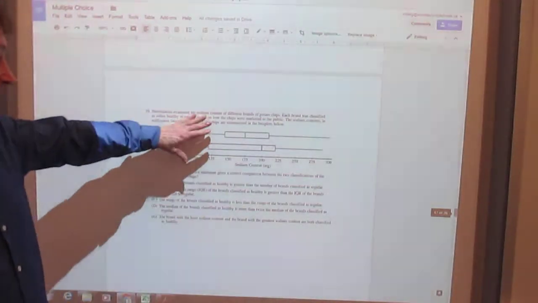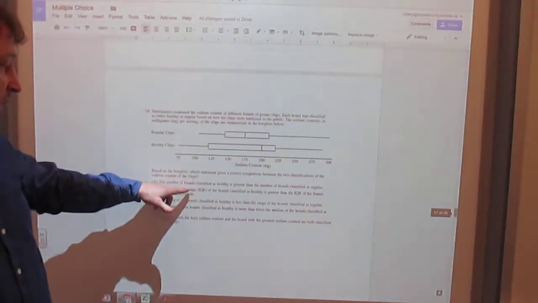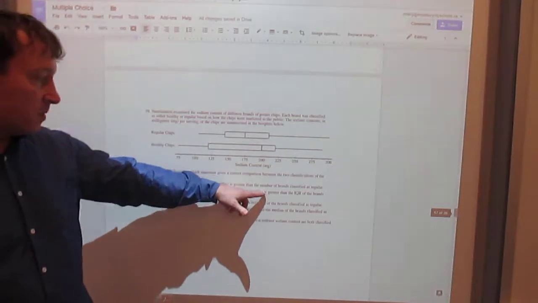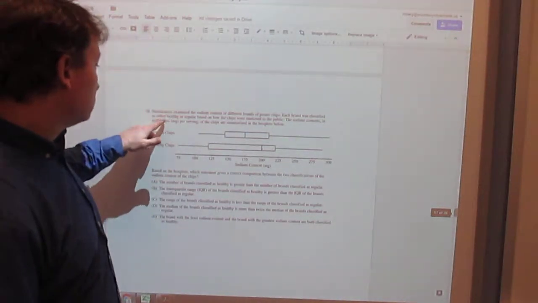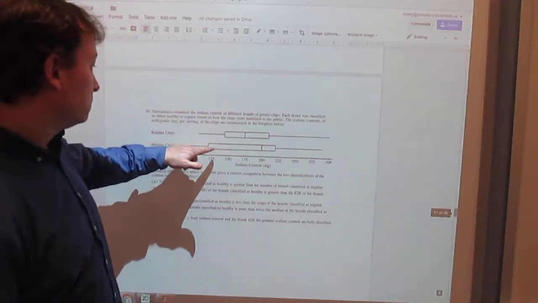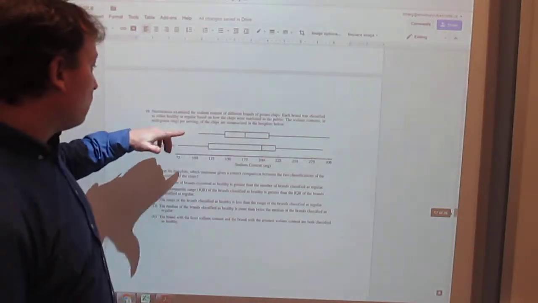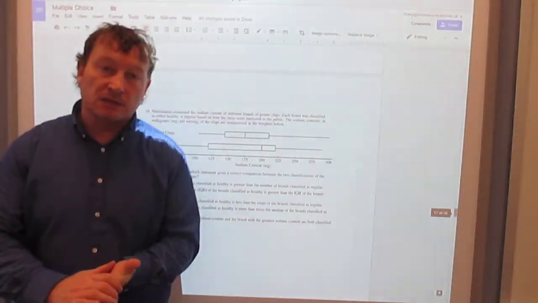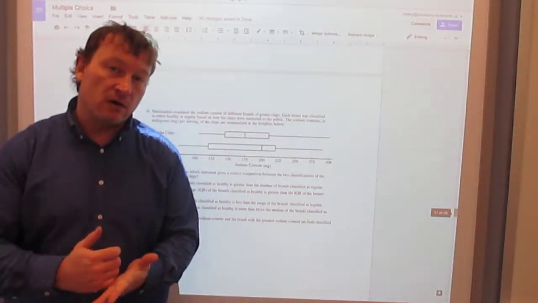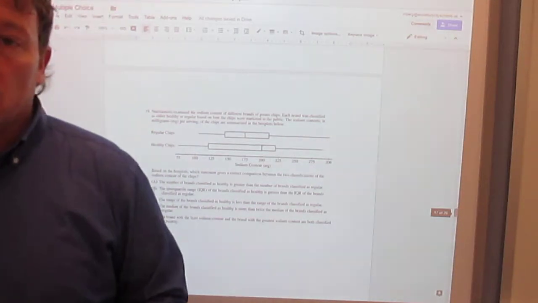Here again, we're looking at box plots. Notice the first one. The number of brands classified as healthy is greater than the number of brands classified as regular. I'm going to ask you again, do we know how many brands there were? Or do we just know percents? It doesn't tell me how many brands they looked at, so I can't talk about number. Common theme with the box plot questions. You cannot talk about number. Thus ends part 2.